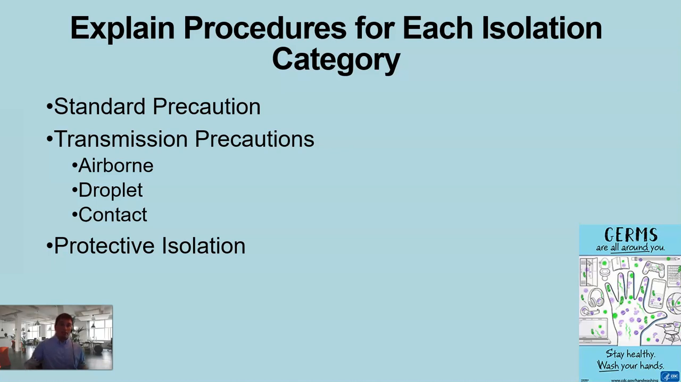Transmission precautions, such as airborne, droplet, and contact, are used in addition to standard precautions to decrease the transfer of highly transmissible pathogens. Each transmission-based precaution requires the use of very specific PPE to prevent the spread of communicable illness.